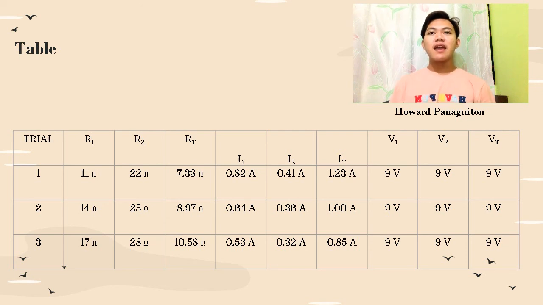9 volts. In the last trial, the R sub 1 is 17 ohms, the R sub 2 is 28 ohms, and the R sub T is 10.58 ohms, while the I sub 1 is 0.53 amperes, the I sub 2 is 0.32 amperes, and the I sub T is 0.85 amperes. Lastly, the V sub 1, the V sub 2, and the V sub T are 9 volts.